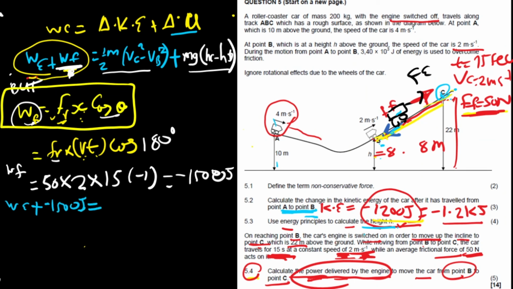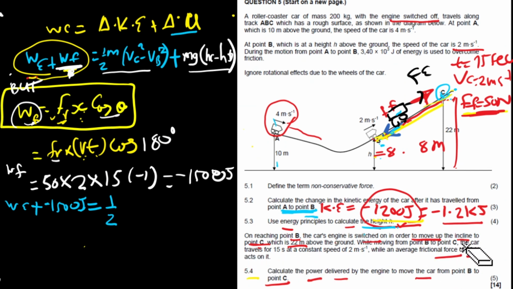Equal. Now we come here, half mass equal to, okay, I like this. But they mention here, let me show you. They say here, constant speed. So if the speed is constant, what is the velocity final? It's going to be the same, because constant speed means when you start here it's going to be 2, and when you finish here at C, it's going to be 2. Means it's going to be 2 squared minus 2 squared, which is going to give us 0 here.